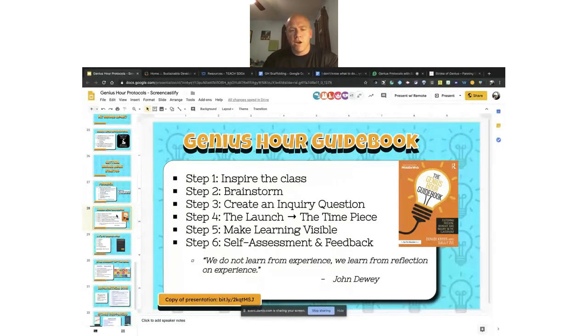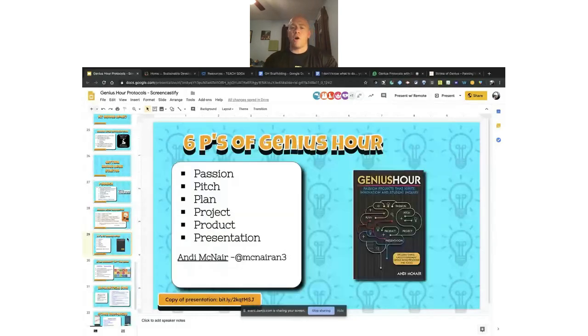And that John Dewey quote just sums it up. And then one more book you could look at, and there's more. They keep growing. There's so many resources, a lot of free ones too on the internet. But if you like books like me, maybe you want something. What Andy McNair has here is the 6 Ps. Again, those are the steps.